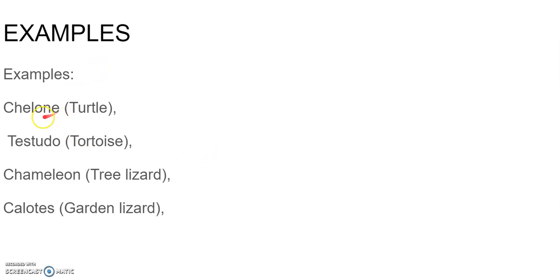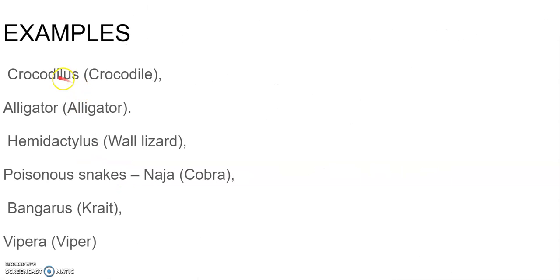Check your answers here. Chelone, turtle; Testudo, tortoise; chameleon, tree lizard; Calotes, garden lizard; crocodile; alligator; Hemidactylus, wall lizard; poisonous snakes: Naja, cobra; Bungarus, krait; Vipera, viper.